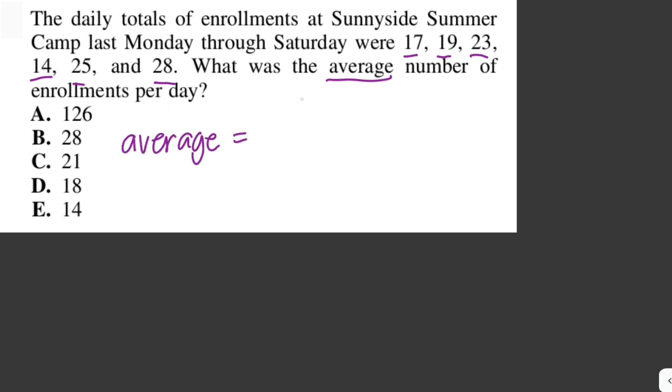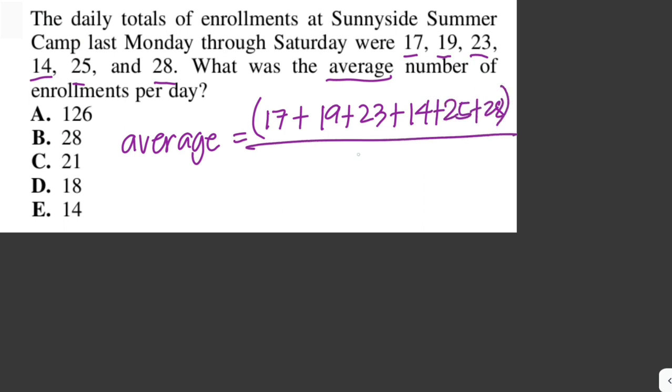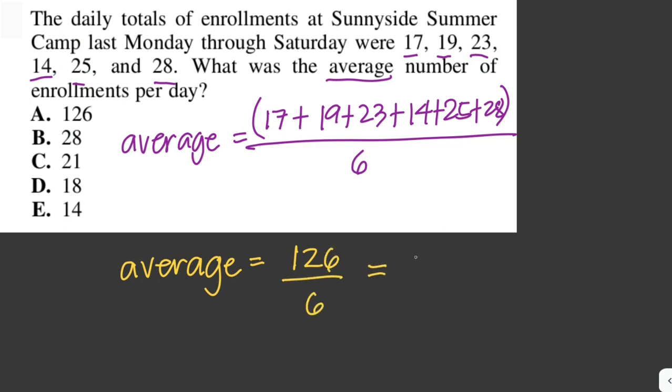So the average is just equal to 17 plus 19 plus 23 plus 14 plus 25 plus 28 divided by the total number of values, which is 6. And the total of this is 126 divided by 6, and this is just equal to 21. So the answer here is letter C.